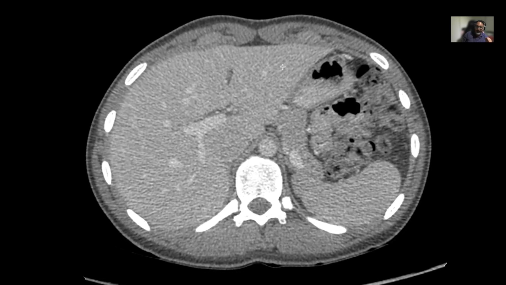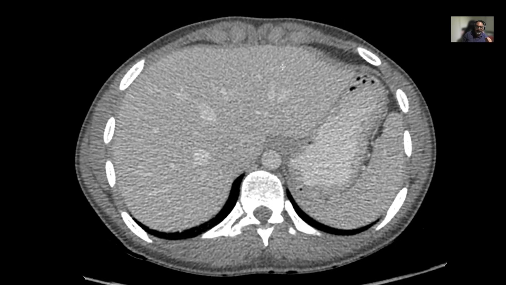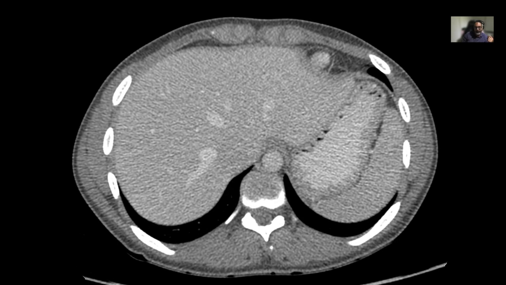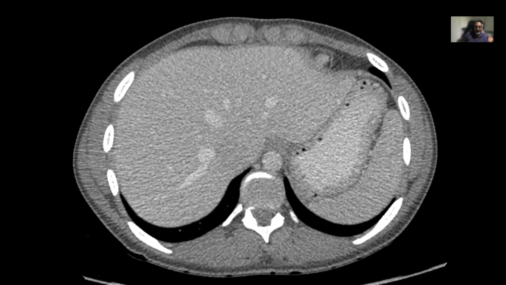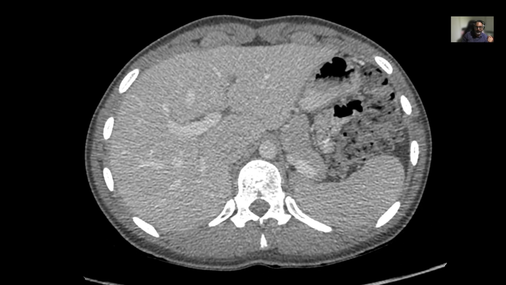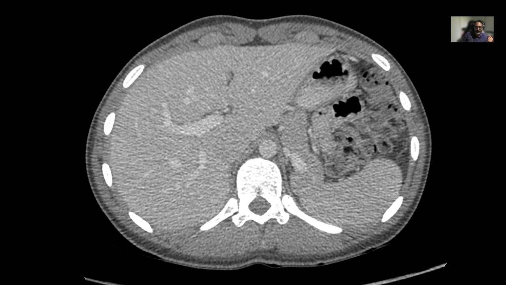So let's go back up again. Where is segment four? Now we've got these two veins. So segment four is this area between the middle and left hepatic vein. So this is segment four. But above the portal vein, which we are right now, is segment 4A. So this area is all segment 4A. But below the portal vein, as the portal vein crosses, this area becomes segment 4B, apart from the caudate lobe. So this area is segment 4B.